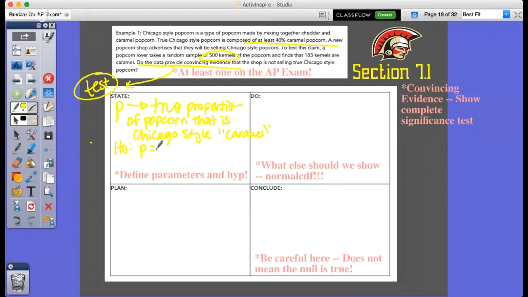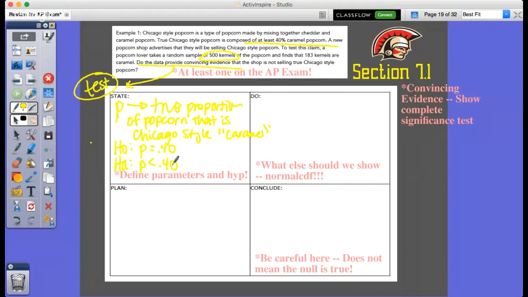The fact of the matter is that the proportion must be 0.40, where the alternative, remember in this case, we're saying, does the data provide convincing evidence that the shop is not selling? So if it's greater than 0.4, then we would say that we're okay. But if it was in fact less than 0.4, we would say that it is not in fact Chicago style popcorn.